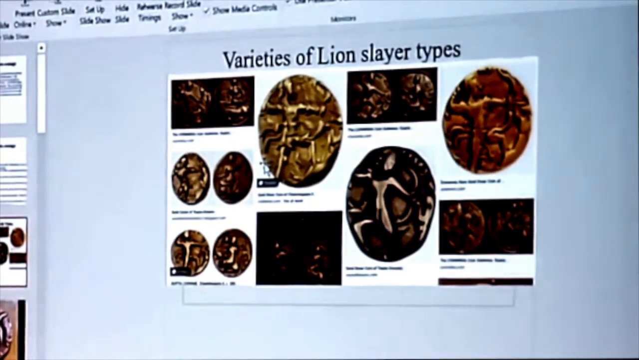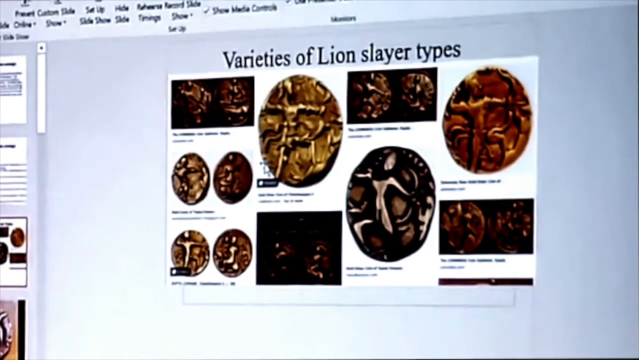We also see from the different varieties available, I'm not going into a detailed classification of the lion slayer types going by the recent books, but we see the king in different postures, bent at the waist, with the legs in a retracted, adduction mode in different types, and also trampling on the lion, as we see in many lion trampler types.